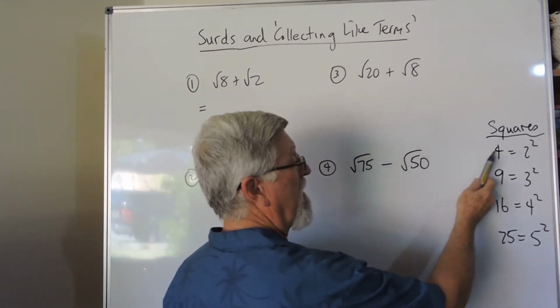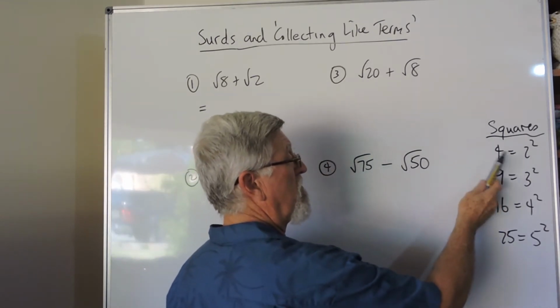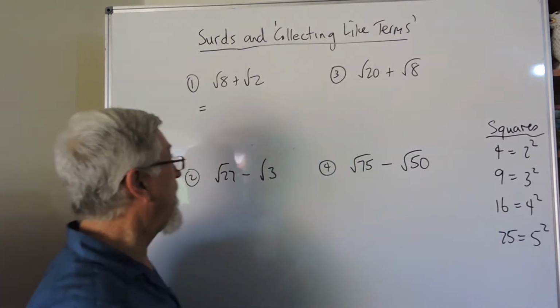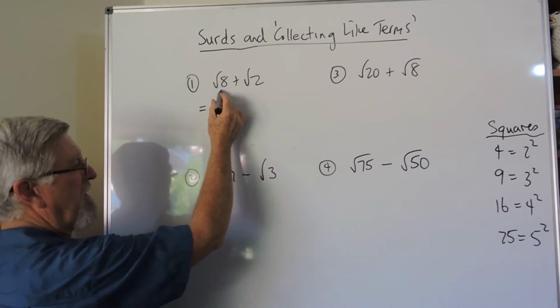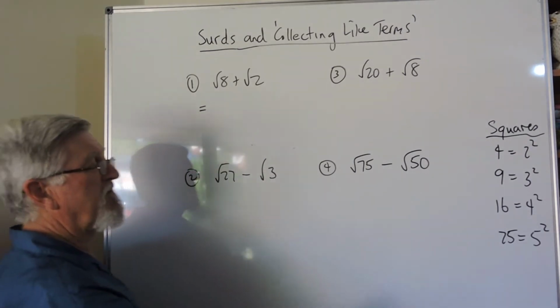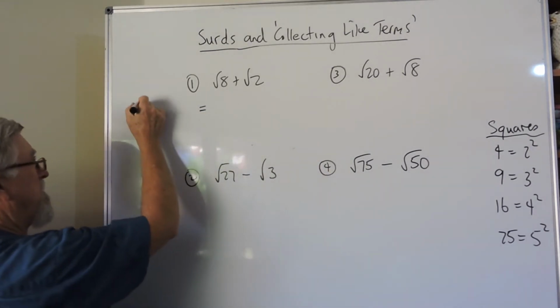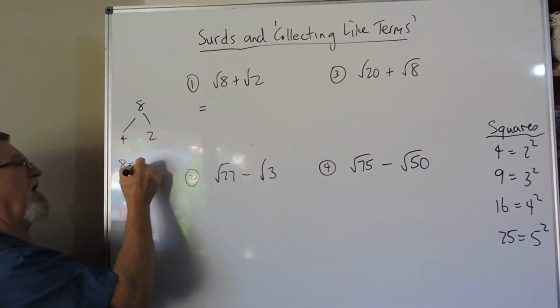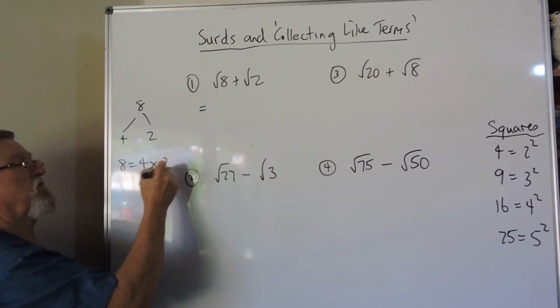they simplify. So that's 4, square root of 4 is 2, square root of 9 is 3, square root of 16 is 4, and the square root of 25 is 5. So let's have a look at the first one here. I talked about writing as factor trees, so I can get the number 8 and I can break it down into 4 and 2. Or I can simply say I could write an 8 as a 4 times a 2.